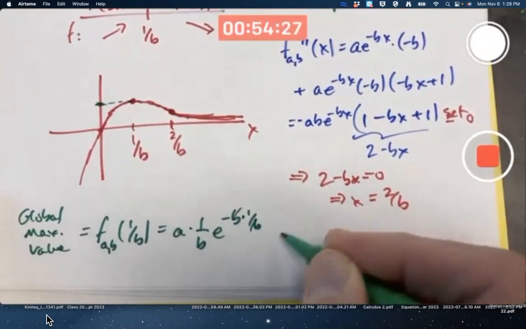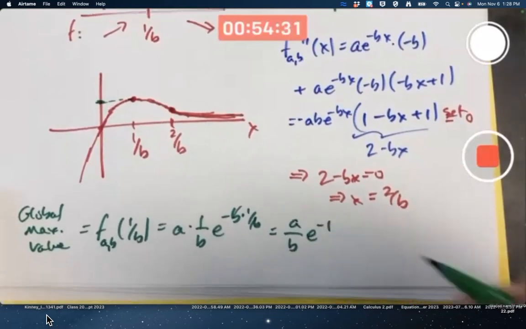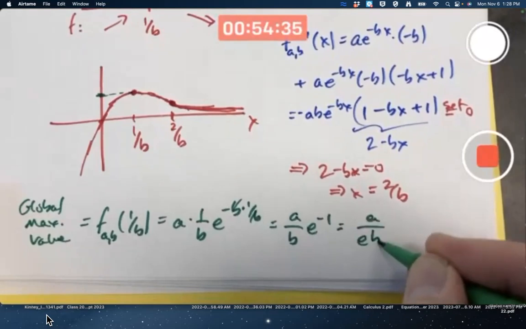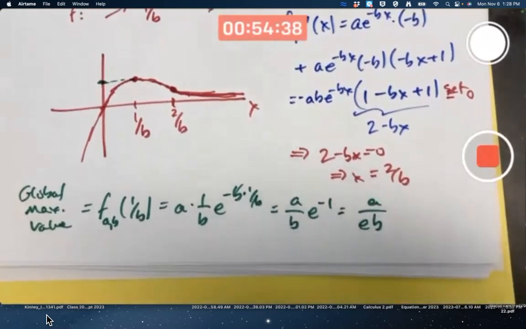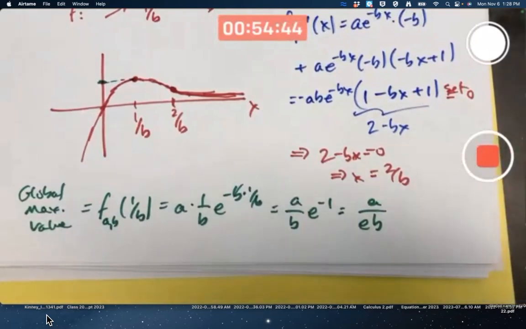Simplify this. The b's there cancel. Looks like you get a over b e to the negative 1. Or if you prefer, a over e times b is the global max value. It's got to depend on a and b, right? These things all have to depend on a and b because I haven't said what a and b are.